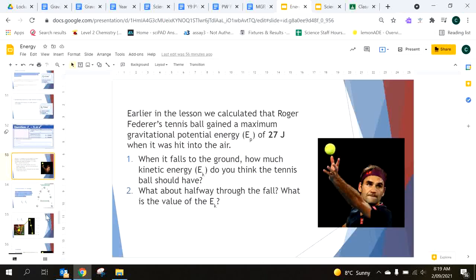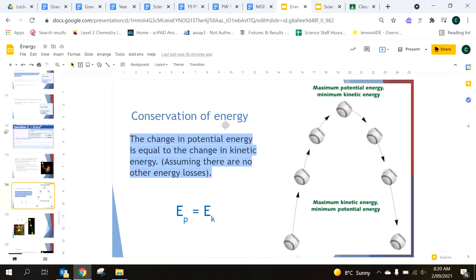Okay. The final part of this, which is the excellence part of this concept, is the conservation of energy. So gravitational potential energy is the energy that objects have when they're off the ground. If we think of Roger Federer's tennis ball, it had 27 joules of potential energy at the top up here. So as it went up, he hit it down on the ground here. As it went up, it increased its gravitational potential energy, the higher and higher it went, until it reached its maximum height. Then it had its maximum gravitational potential energy.